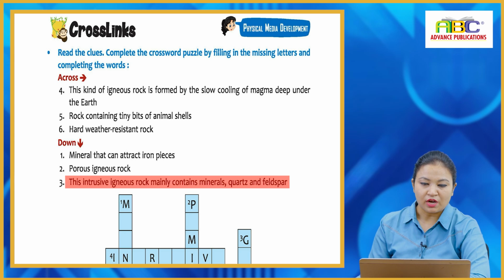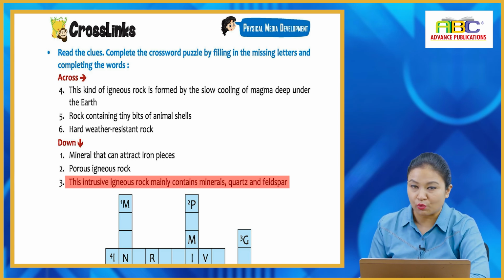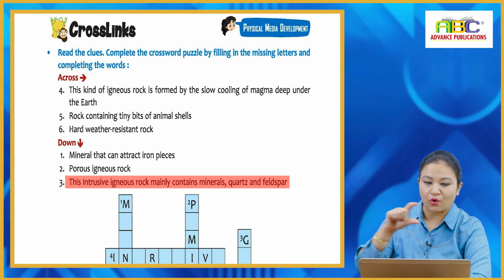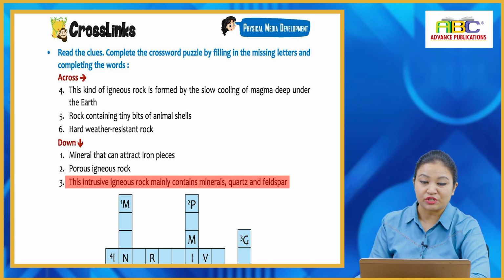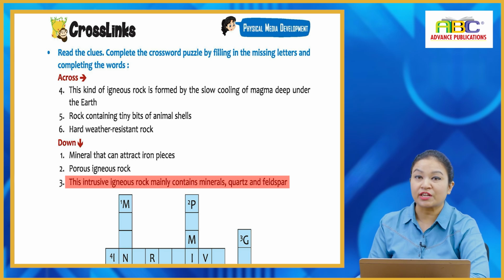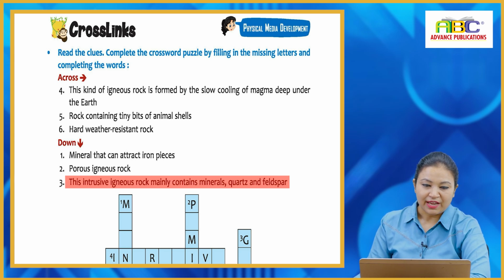So what you have to do, one word grid is given here and you have been given some clues here, like you have to fill in across and you have to fill in downward direction. Like fourth one is given here, this kind of igneous rock is formed by the slow cooling of magma deep under the earth. So you will write in fourth, this is called intrusive rock. In down, mineral that can attract iron pieces, one, that is called magnetite.